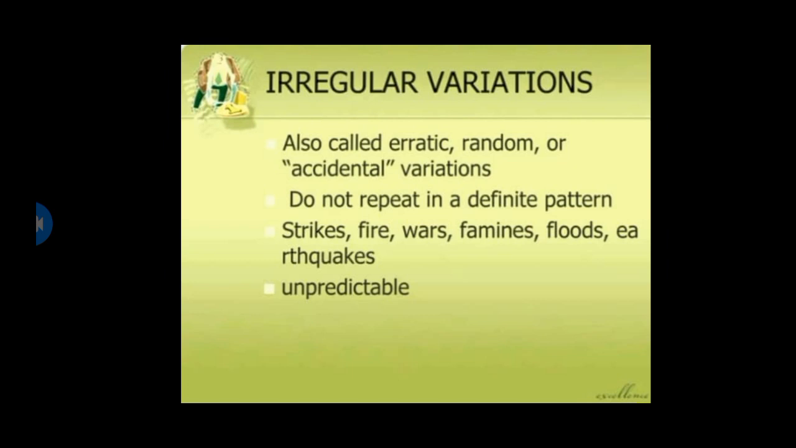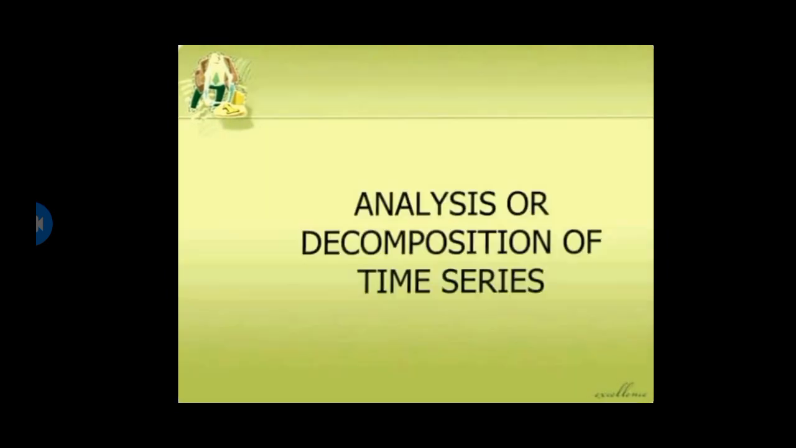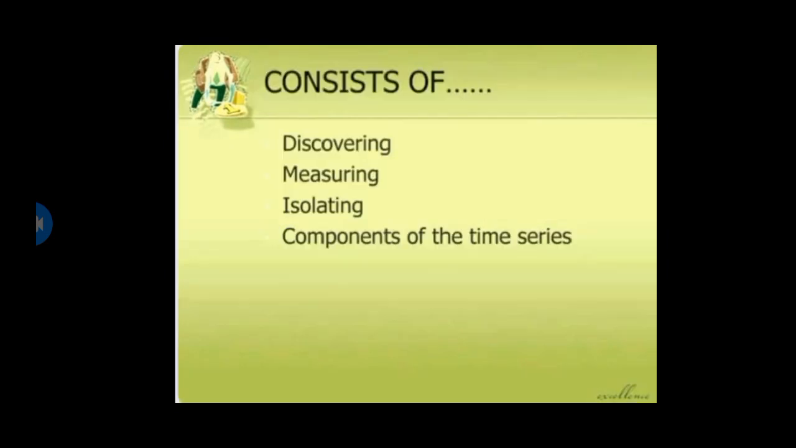Irregular variation, also called erratic, random, or accidental variation, does not repeat in a definite pattern. Examples: strikes, fire, wars, famines, floods, earthquakes. Characteristics: irregular, unpredictable, no definite pattern, short period of time, no statistical technique. Analysis or decomposition of a time series consists of discovering, measuring, and isolating components of the time series.